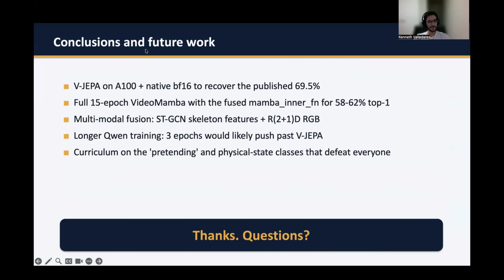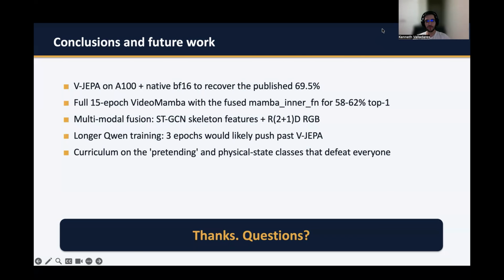So for our conclusions and future work, the first thing is rerunning V-JEPA on an A100 GPU with native BF16 encoding to recover that published 69.5%. That will be really helpful just to see the baseline and maybe push this model a little bit to see what it can really get on this specific dataset in the real world. The next thing is a full 15 epoch VideoMamba run with a fused Mamba inner fn. That way it can run both directions, scanning both for accuracy, taking slower, but just to be a fair evaluation, and we should suspect around 58 to 62% top 1, which is great.